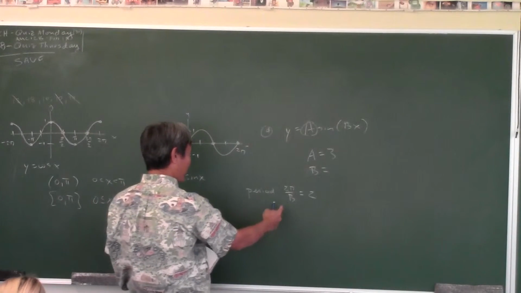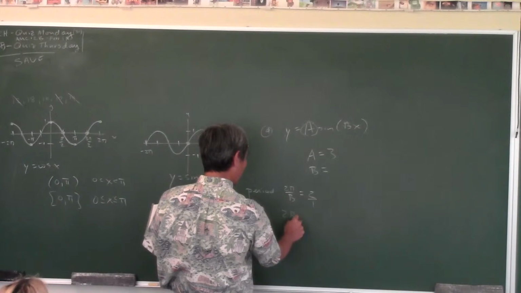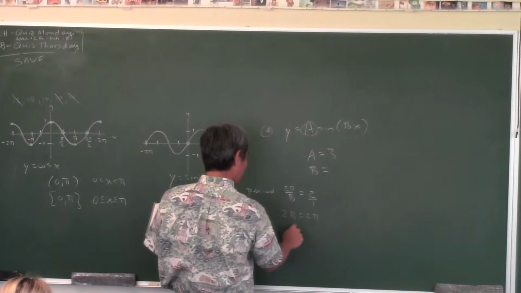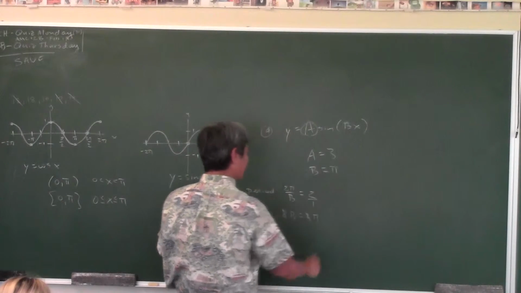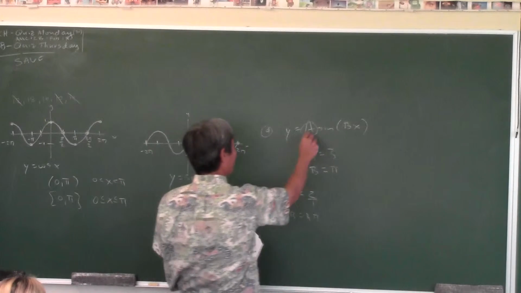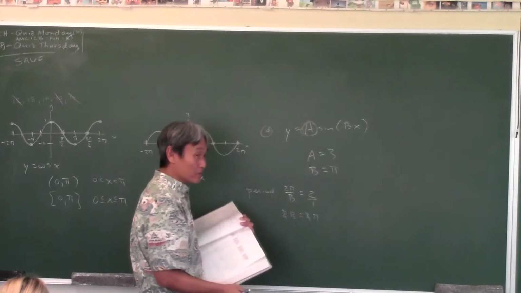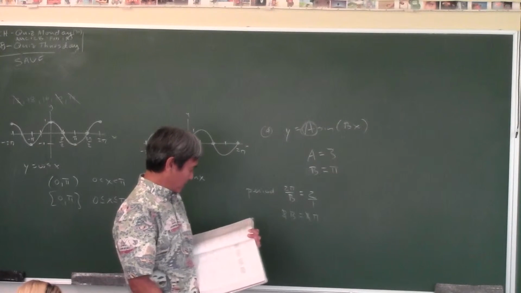So how do you solve for b? Cross multiply. 2b equals 2 pi. Divide both sides by 2. b equals pi. There you go. Those are your answers there. So the absolute value of this thing is the amplitude, and 2 pi over b is the period. That's all you have to know.